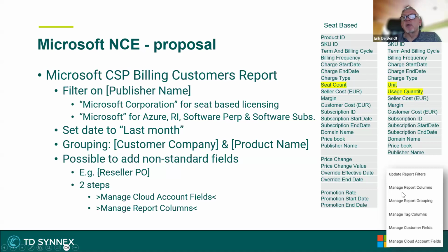There's also, if you see on the right side, you have the first two, the report column, you see tag columns, customer fields, and cloud account fields, which is basically adding fields which are not per default available on the report. For instance, the reseller PO number is not a default field, so you can add it to your fields if you have the need to do so by going to the columns, making them eligible to become a report column, and then you can add them in the report column. Basically, quite easy. So a lot of me talking, let's show you some things.